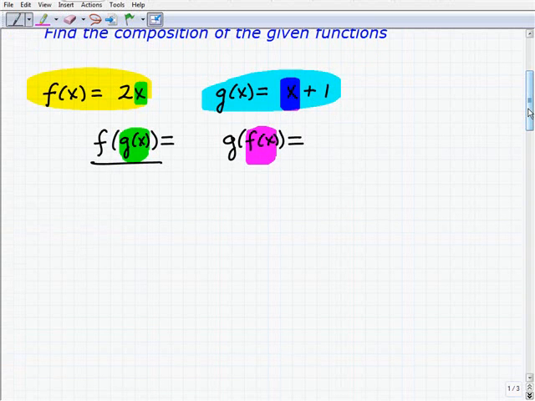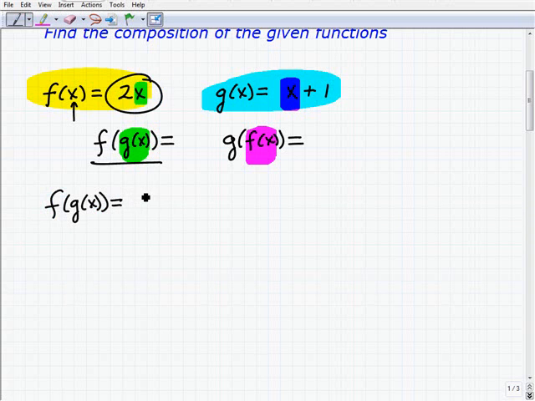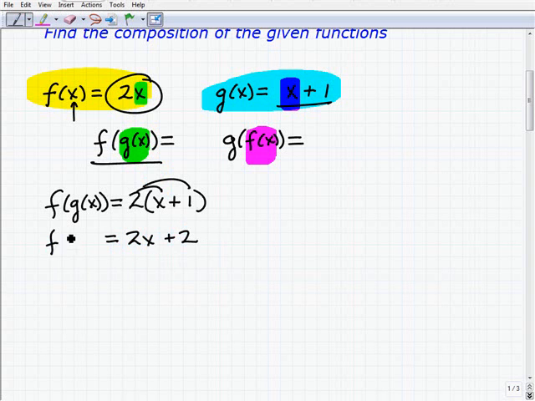All right, so if you think you know how to set it up, go ahead and set it up. Remember, you want to plug in the g of x function into the f of x function. All right, so f of g of x would look like this. 2, okay, f of x function is 2x, so it's going to be 2 times x plus 1, that's the g of x function, okay? And that's all there is to do as far as the setup goes. Now we simply need to go ahead and simplify by distributing this 2, so you should have 2x plus 2. All right, that's f of g of x.